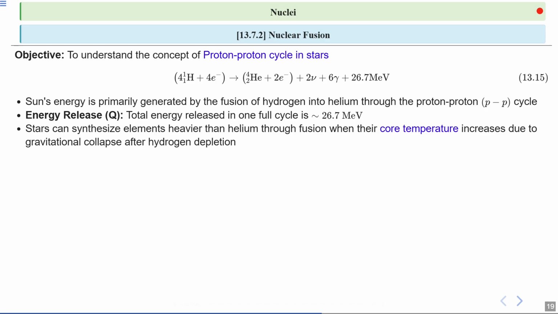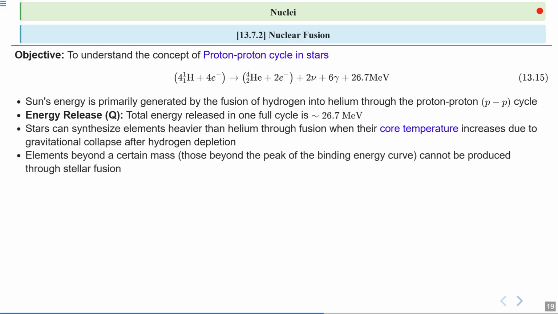As stars run out of hydrogen in their cores, their core temperature increases due to gravitational collapse. This higher temperature allows the fusion of heavier elements, so stars can make elements heavier than helium like carbon and oxygen. Elements beyond a certain mass, those beyond the peak of the binding energy curve, cannot be produced through fusion.